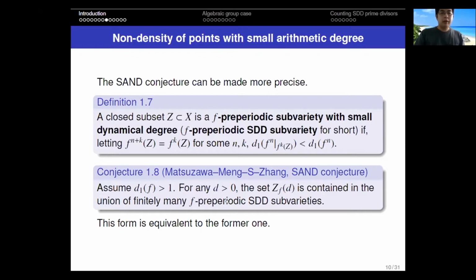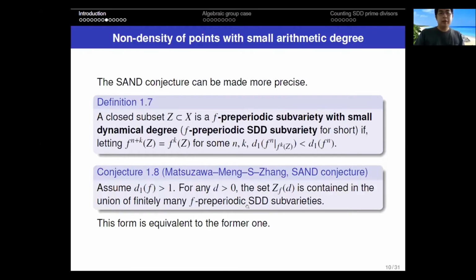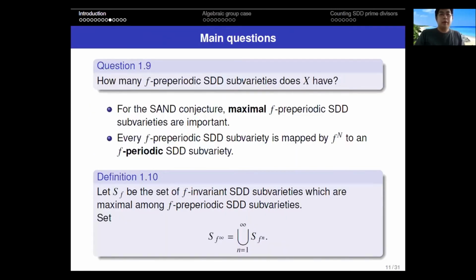Clearly, this form is stronger than the previous form, non-density, because f-periodic SDD subvarieties are proper subvarieties, and so this statement implies the non-density of Z_f(d). But we can see that this form is equivalent to the previous one. So we are concerned with f-periodic SDD subvarieties.